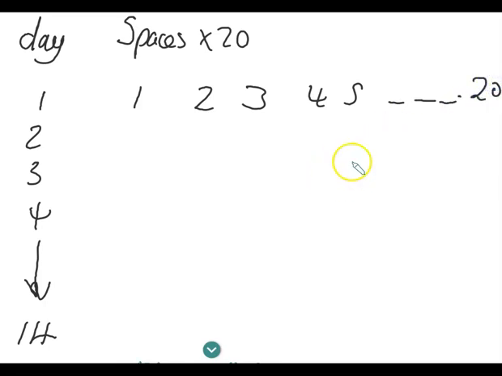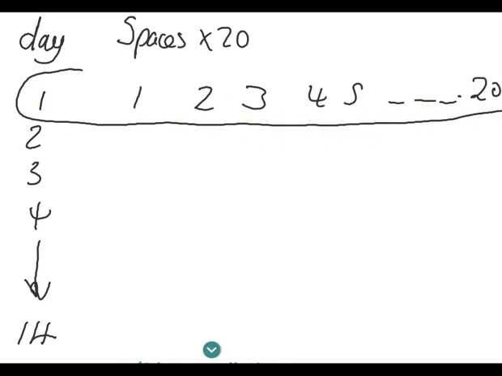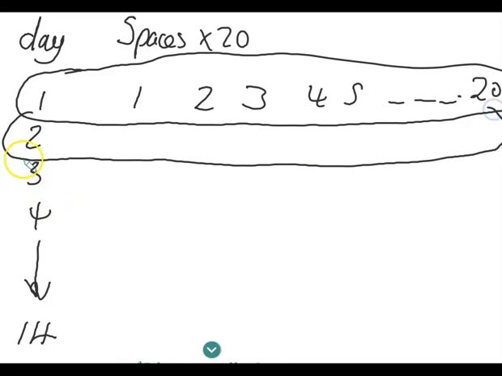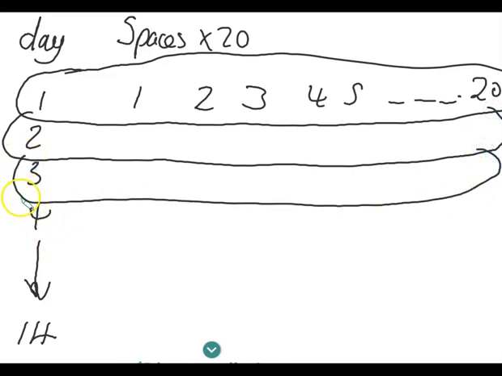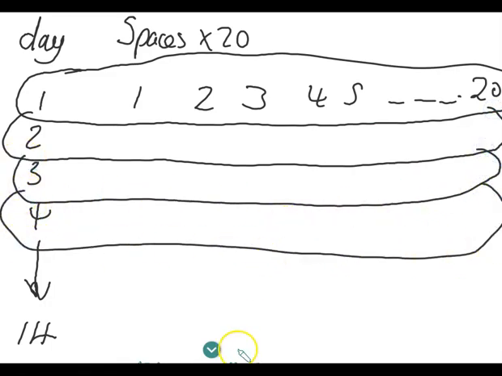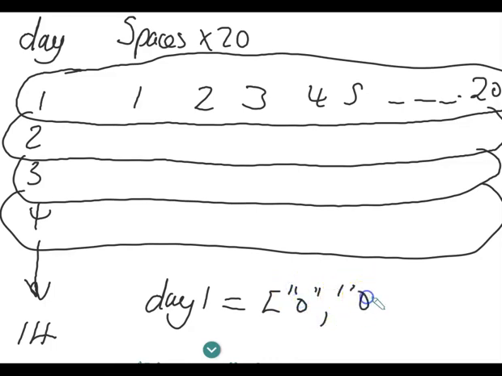Now, we could, if we wanted to, do an array for each day like this. So that would be an array, and then we'd have a separate array for day 2, a separate array for day 3, a separate array for day 4, etc. That means we would have 14 arrays made up of 20. So for example, if I did day 1, we could do day 1 equals, and then we could just put something like 0 to show that it's empty.